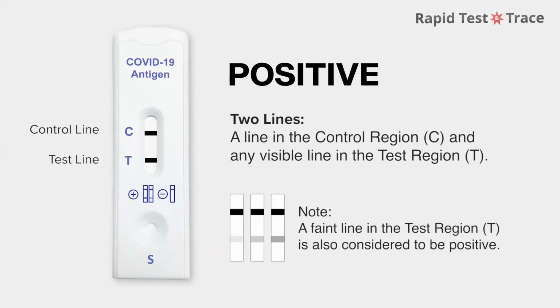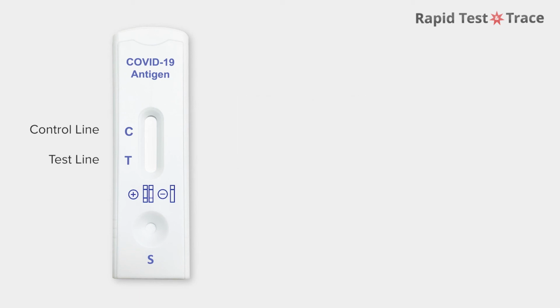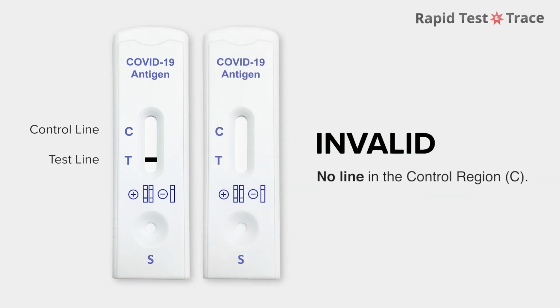A positive result shows 2 lines, a line in the control region, C, and any visible line in the test region, T. A faint line in the test region is also considered to be positive. A negative result shows one line, a line in the control region, and no apparent line in the test region. An invalid result shows no line in the control region.